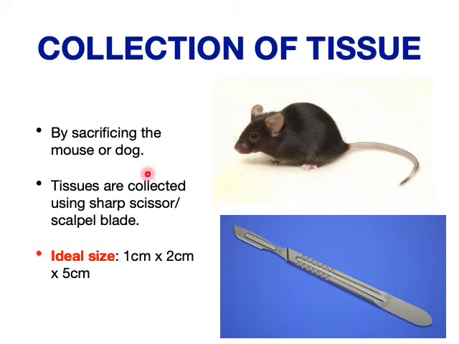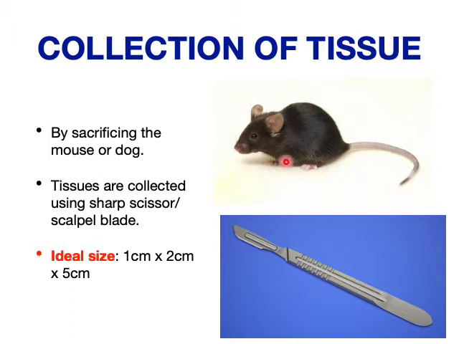These tissues are collected using sharp scissors or a scalpel blade and untoothed forceps. The sample has to be grasped at the edges to prevent damage to the area of interest. So we have to hold the tissue at the edges so that the part we have to study will not be damaged. The ideal size of the tissue should be 1 centimeter by 2 centimeters by 5 centimeters for proper chemical fixation.